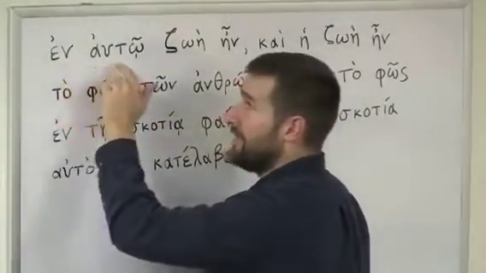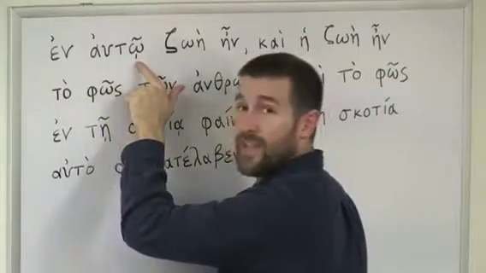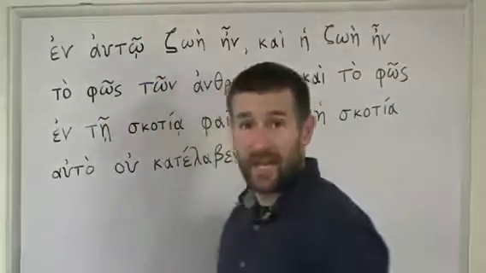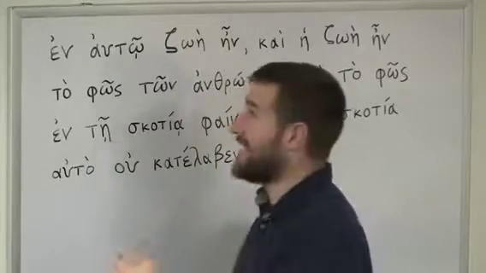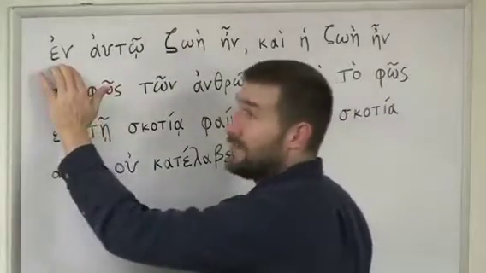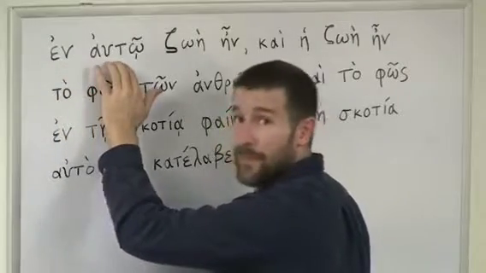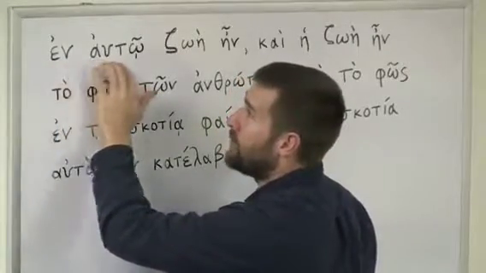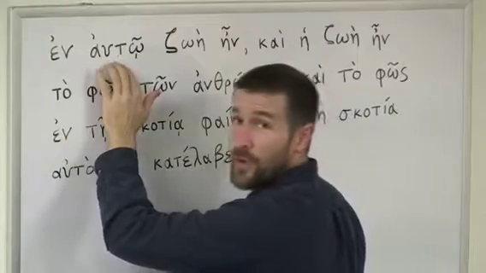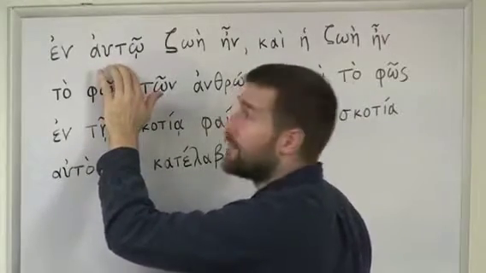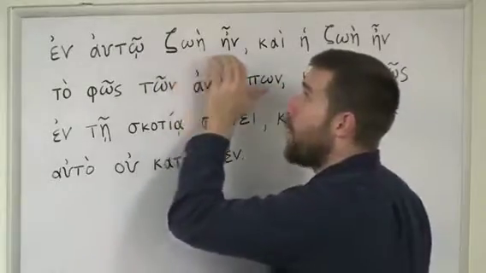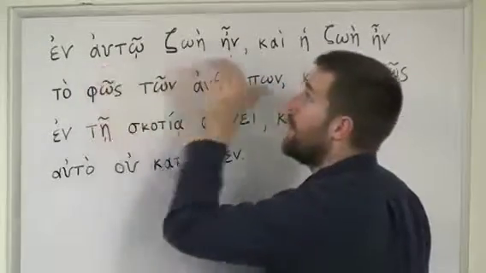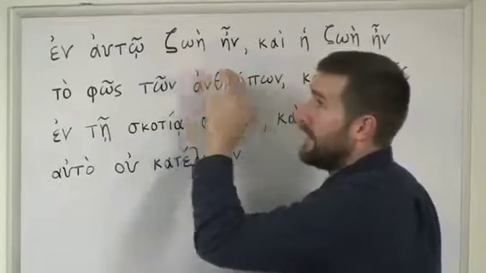En is the preposition in, and you'll see that iota subscript, which is of course the telltale sign of the singular dative case. The preposition en in this case takes a dative object, and so en αυτό means in him. This is the personal pronoun him in the singular dative case. En αυτό zoein, life was. In him was life.